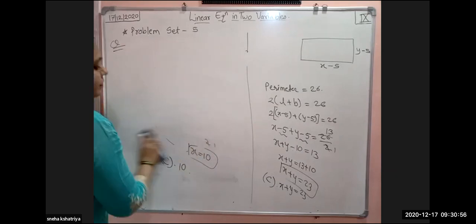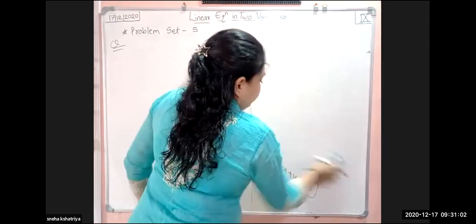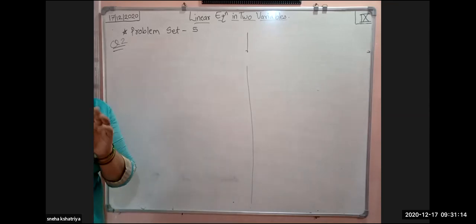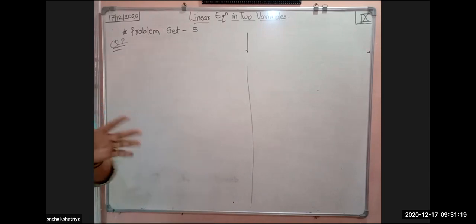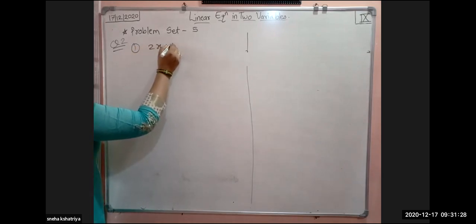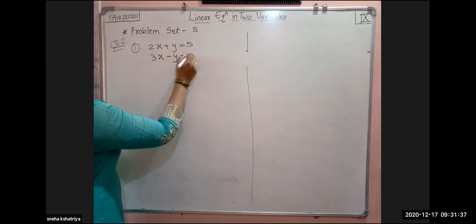We'll see question number 2 now. Question number 2: solve the following simultaneous equation. They are not going to tell you to solve by the elimination method or the substitution method. Whichever method is convenient for you, you can solve it. So first we will take 2x plus y is equal to 5, and second, 3x minus y is equal to 5.